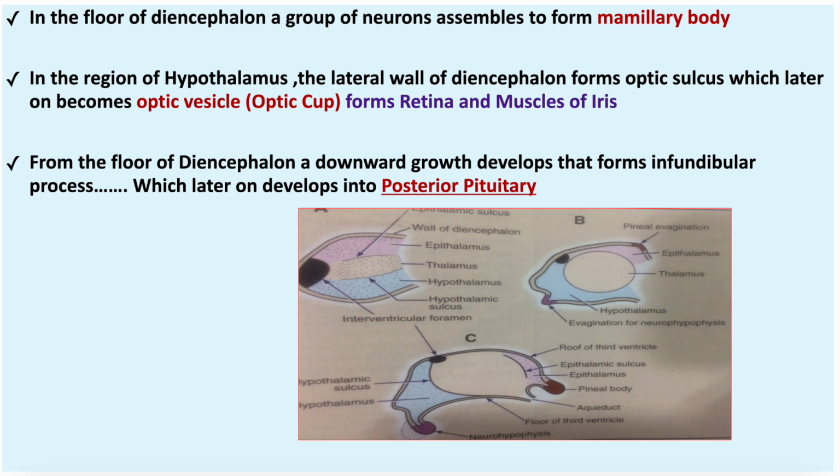In the region of the hypothalamus, the lateral wall of the diencephalon forms the optic sulcus, which later becomes the optic vesicle, which is going to form the retina and muscles of the iris. But in the floor of the diencephalon, a downward growth develops that forms the infundibular process. You can see it in the diagram. This is the infundibular process, which later on is going to develop into the posterior pituitary.